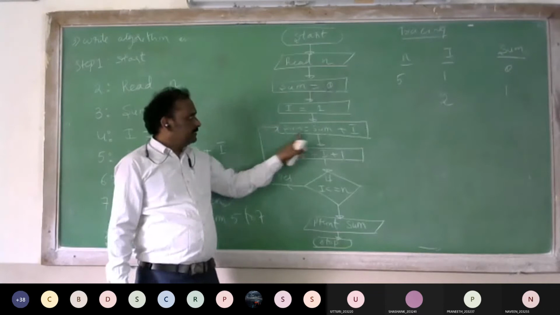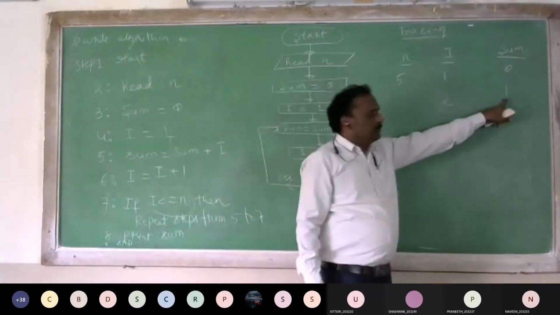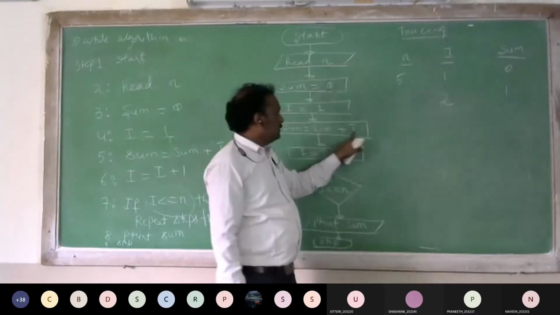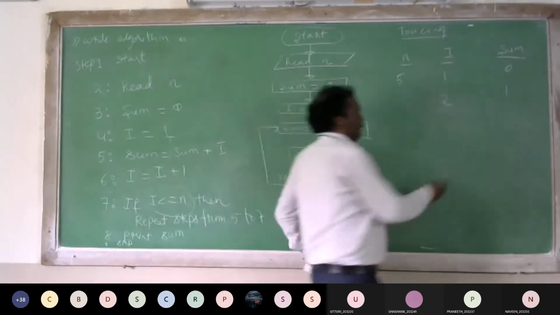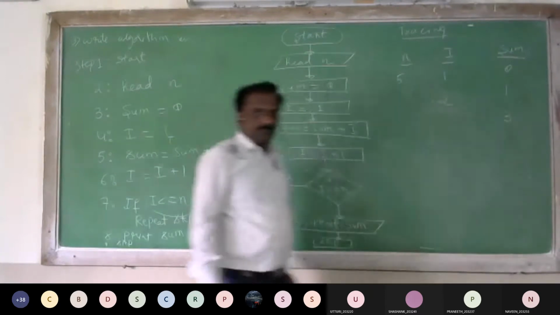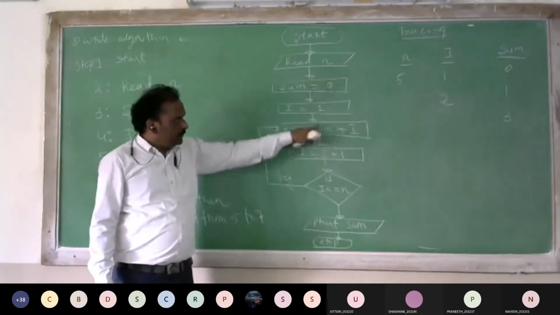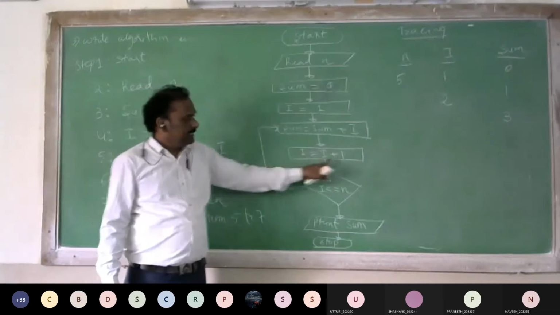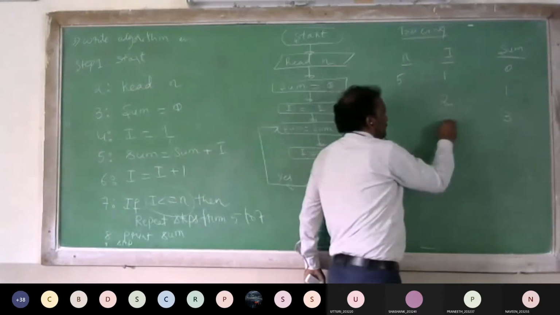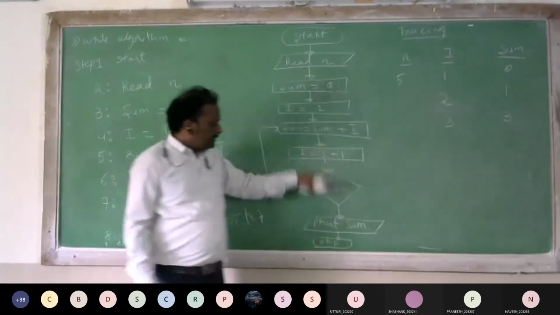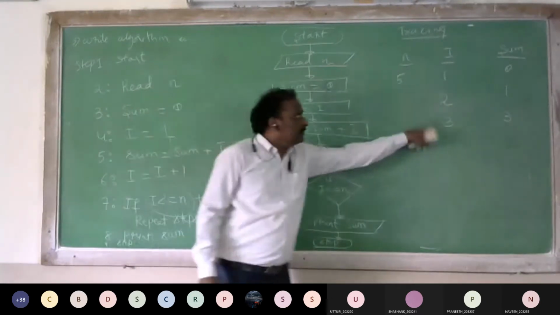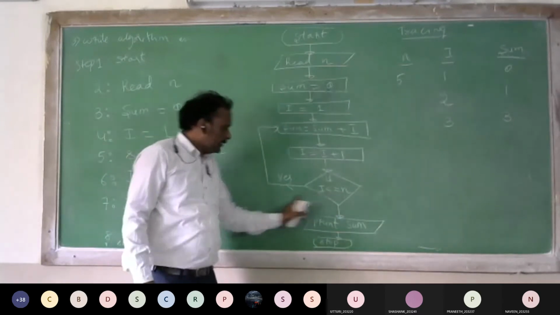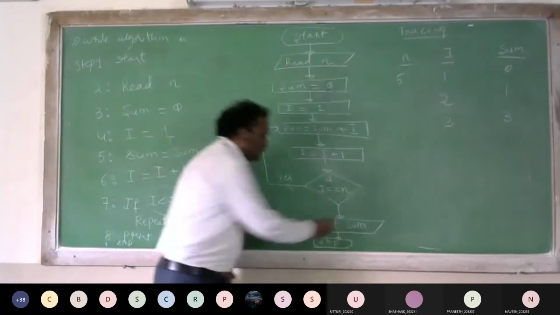Here, yes. Sum is equal to sum plus I. What is sum now? Sum is 1. 1 plus 2 is 3. 3 is stored in sum. Now sum will change to 3. Now what is the flow? The arrow is below. After coming down like this, you come to the next statement. The next statement is I is equal to I plus 1. 2 plus 1 is 3. Now again check whether 3 is less than or equal to 5, because we need to add 5 numbers. So 3 is less than or equal to 5. That means go along this arrow. Don't go along the other arrow.